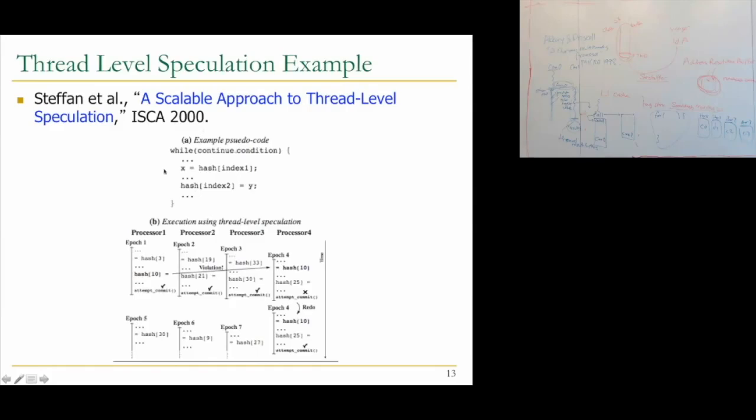This is a hard-to-parallelize loop, if you would like. You have a while loop. Let's assume that this while loop executes many times. Basically, you have two accesses. One access loads from a hash table using one index, and the other access writes to this hash table, some value that's produced.